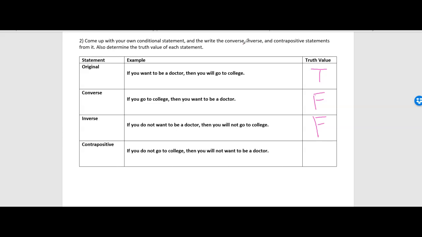And the contrapositive, if you do not go to college, then you will not want to be a doctor. Well, this is true, right? Because if you do not go to college, then you can't become a doctor, right? So we can't have a true hypothesis of not going to college and a false conclusion of becoming a doctor. Thus, this statement is true, and we can see the same truth values for the original and the contrapositive, and the converse and the inverse.